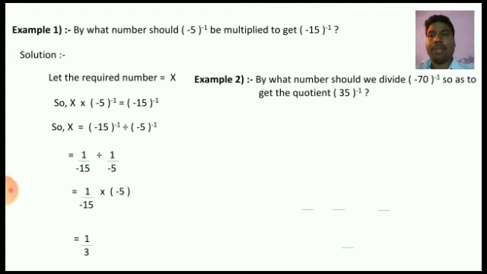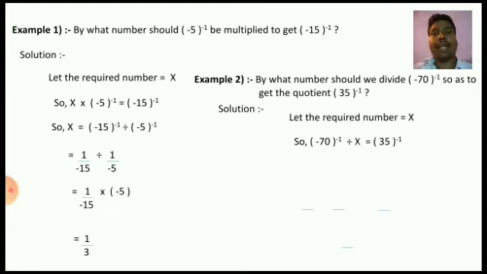The next example is example number 2. By what number should we divide (-70) raised to minus 1 so as to get the quotient (35) raised to minus 1? Solution: let the required number be x. We don't know what number we divide, so let the required number be x. So we get (-70) raised to minus 1 divided by x is equal to (35) raised to minus 1.